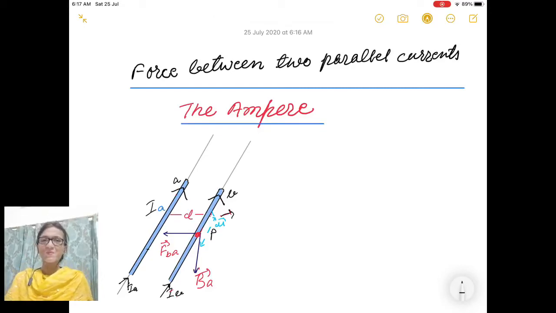Hi, so today we are going to learn the force between two parallel current carrying conductors. Two parallelly placed current carrying conductors carrying some current experience force. If the current is flowing in the same direction, then there is an attractive force.